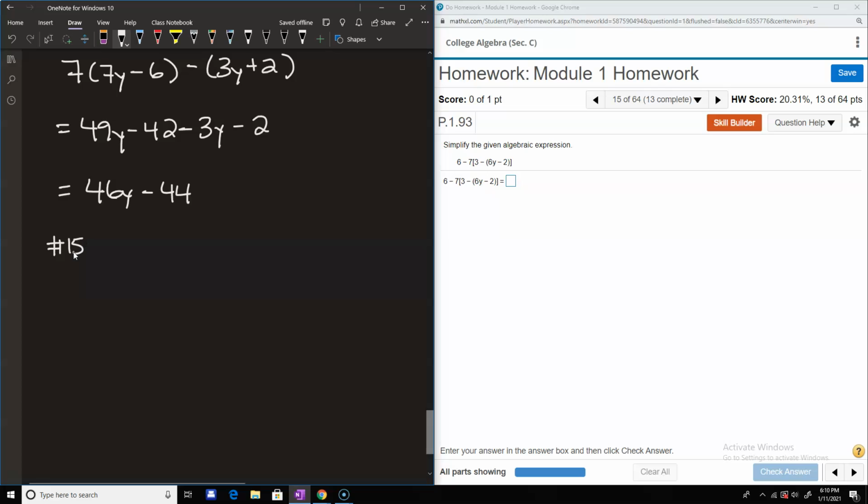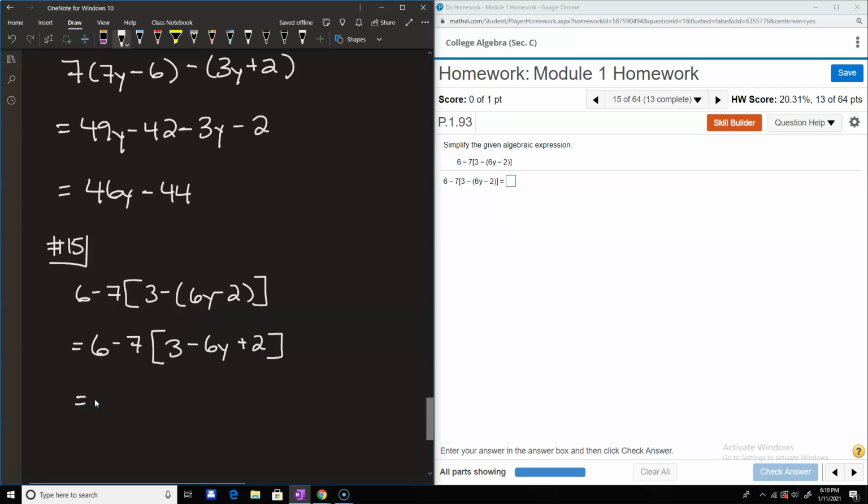So for number 15, we have 6 minus 7 times 3 minus the quantity 6y minus 2. So distribute the negative sign to the 6y minus 2. So we have 6 minus 7, square bracket, 3 minus 6y, and then minus negative 2 becomes plus 2. Inside that square bracket, we can add the 3 and the 2 because they're regular terms. So we'll be left with 6 minus 7, square bracket, 5 minus 6y.